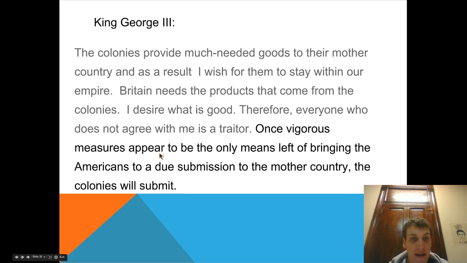So he says, once vigorous measures appear to be the only means left of bringing the Americans to a due submission, then the colonies will submit. So he wants war. That's the only thing that he's going to do.